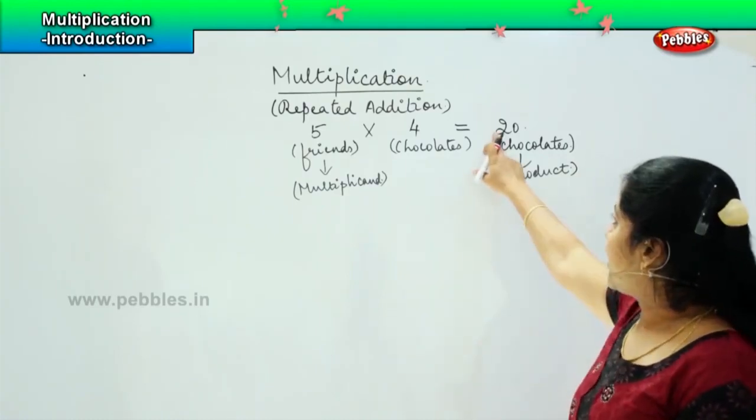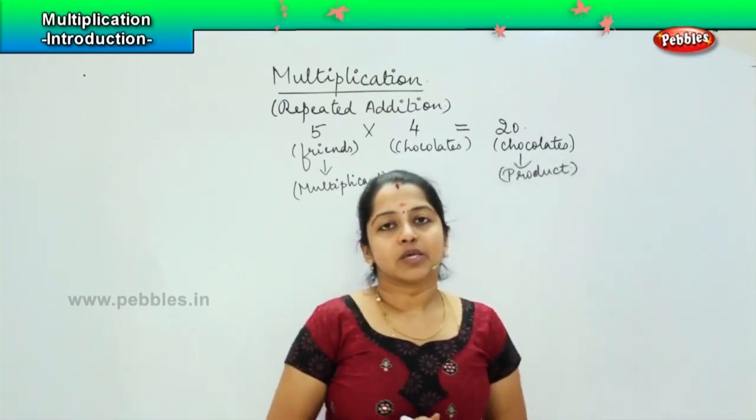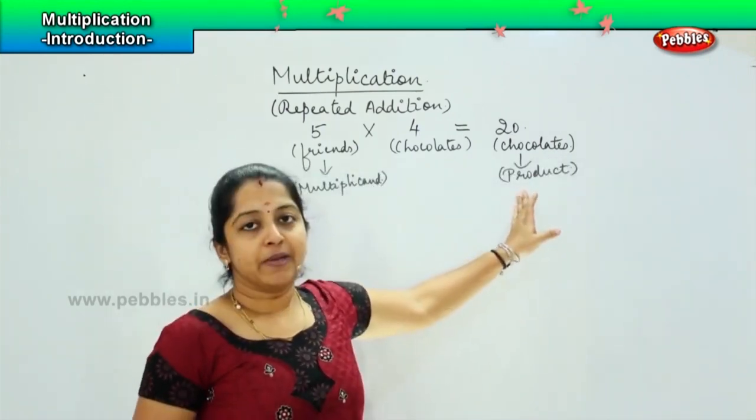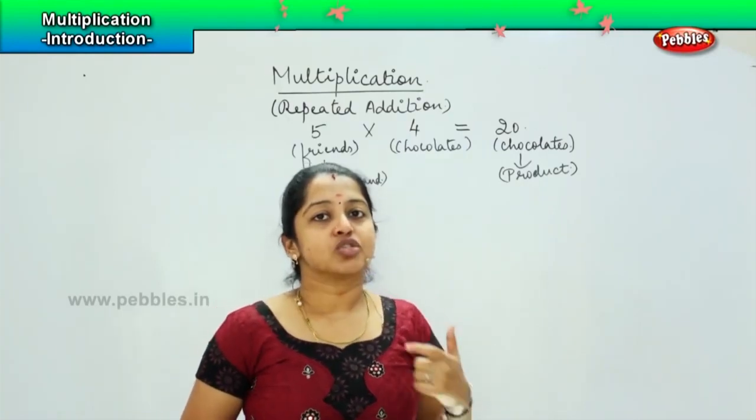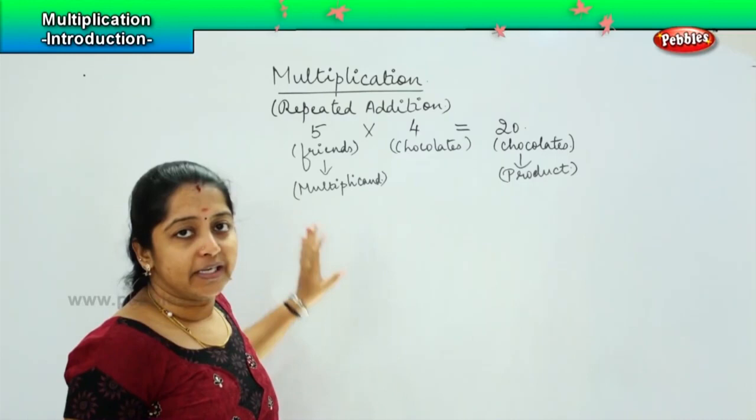Okay. So, this 20 is called my product. So, in a multiplication, whatever answer we derive, that is called my product. And the numbers through which we multiply, they are called my multiplicand.